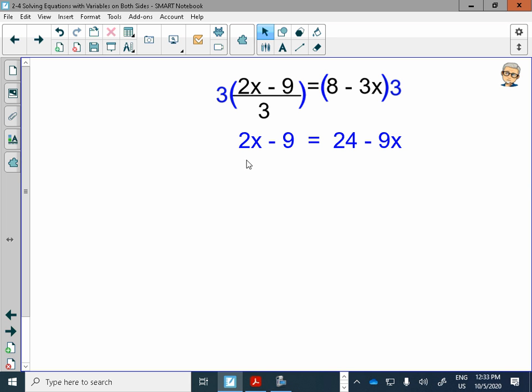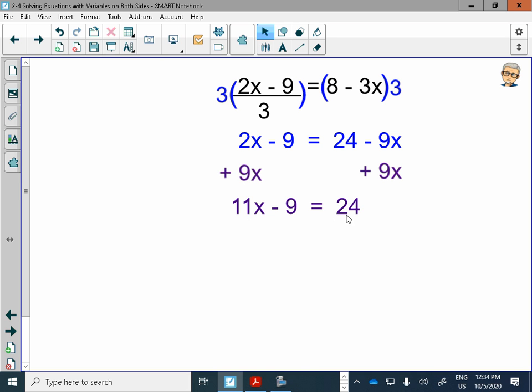So still no like terms to combine, so we're just going to go ahead and move the variable terms to one side. I'm going to do that by adding 9x to both sides. Over here, I eliminate the 9x. I'm left with just 24. On the left side, we have 2x plus 9x, which is 11x. So that leaves us with 11x minus 9 is equal to 24.